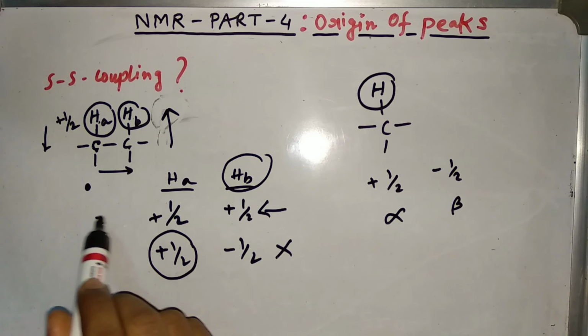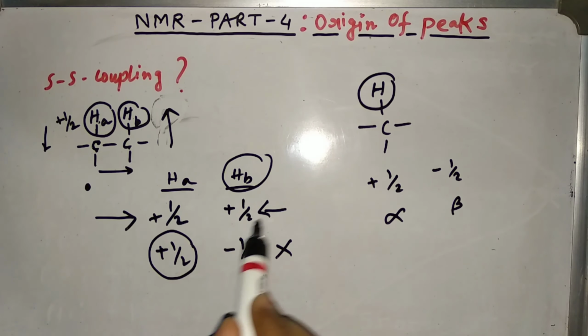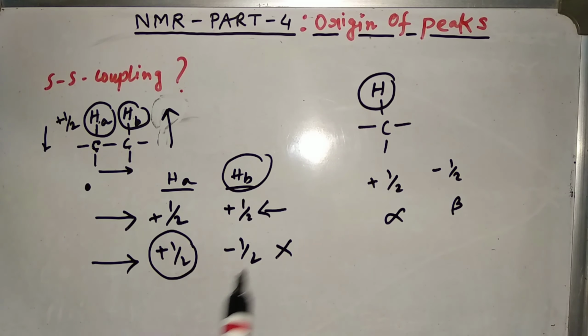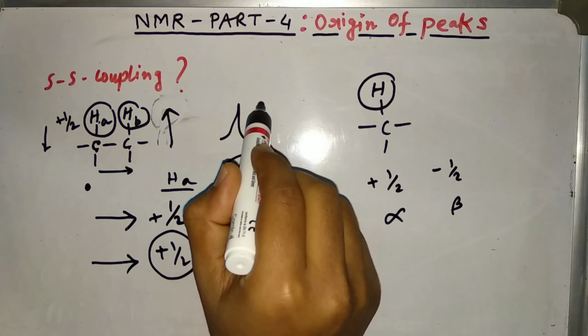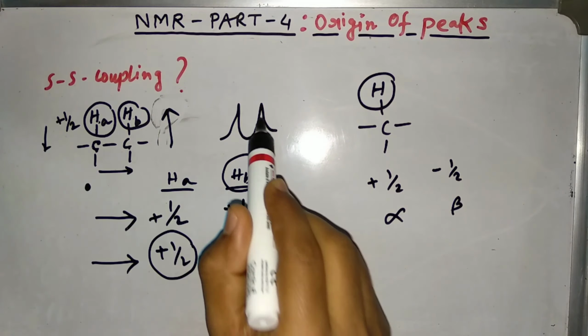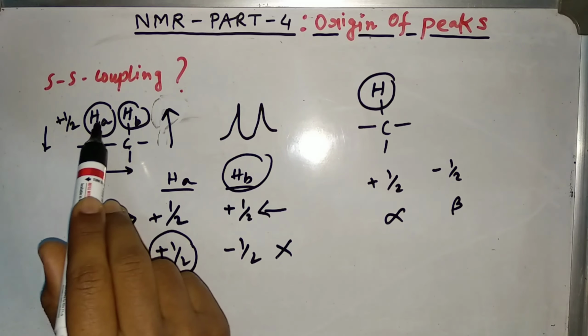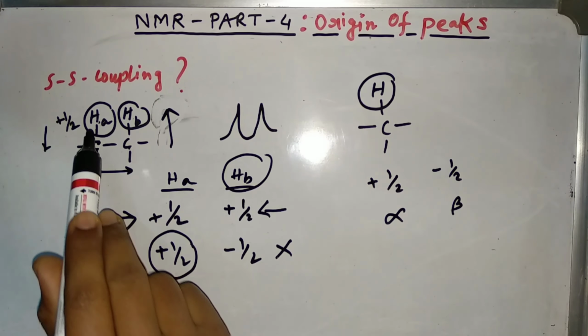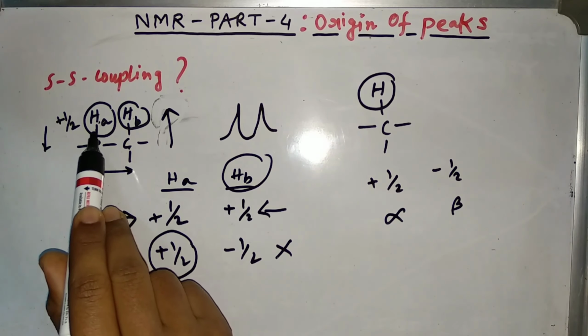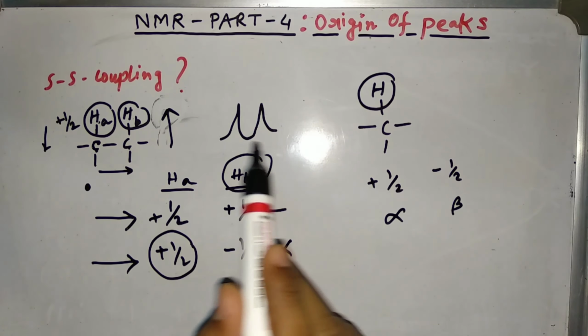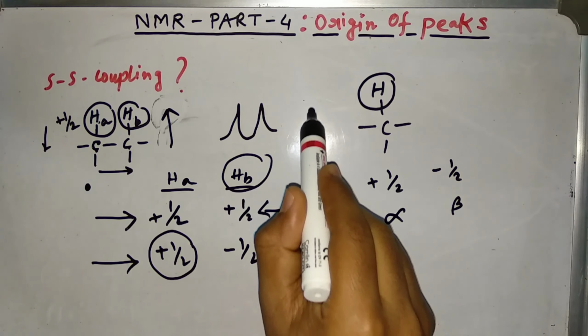Because of the first one, there is a peak for aligning, and not aligning gives the second peak. So HA will show two peaks. The same is true for HB. HB will couple with HA when it is aligned, or HB will couple with HA when it is not aligning. So it will also give two different peaks.